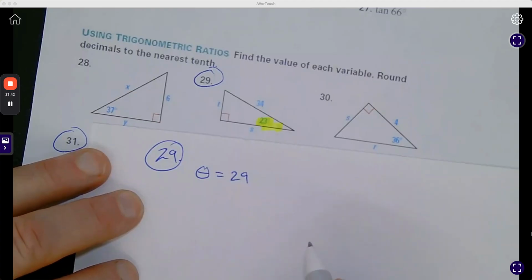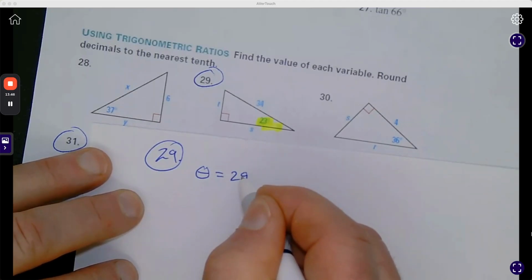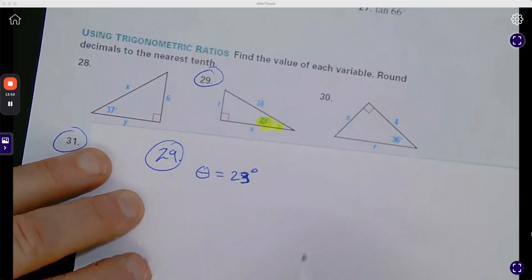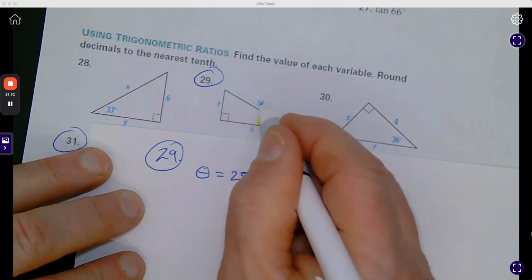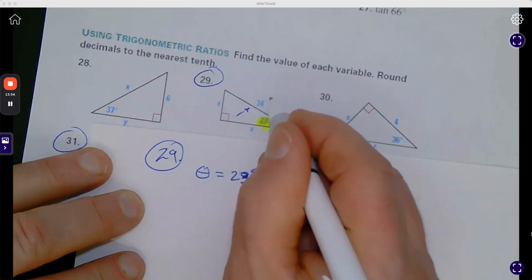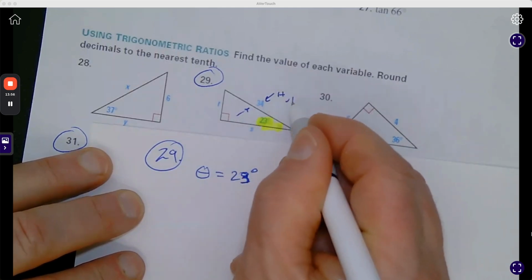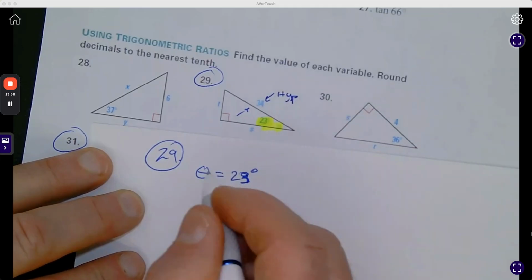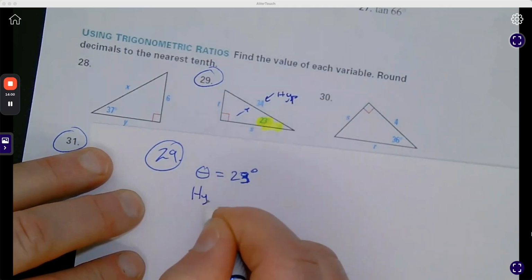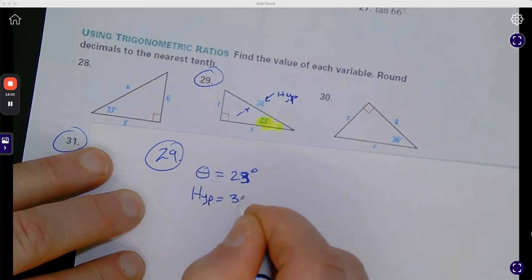Is that a 29? Is that a 23? I think it's a 23 degrees. I hope it's 23. My old eyes. Notice the side they gave me was the hypotenuse, because it's across from the right angle. So the hypotenuse is 34.